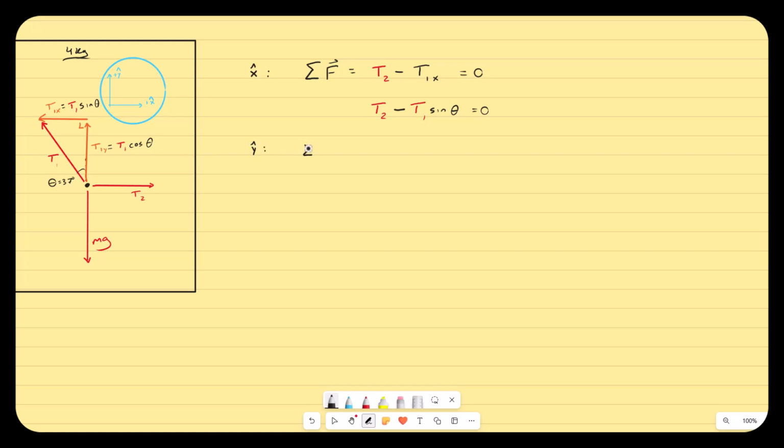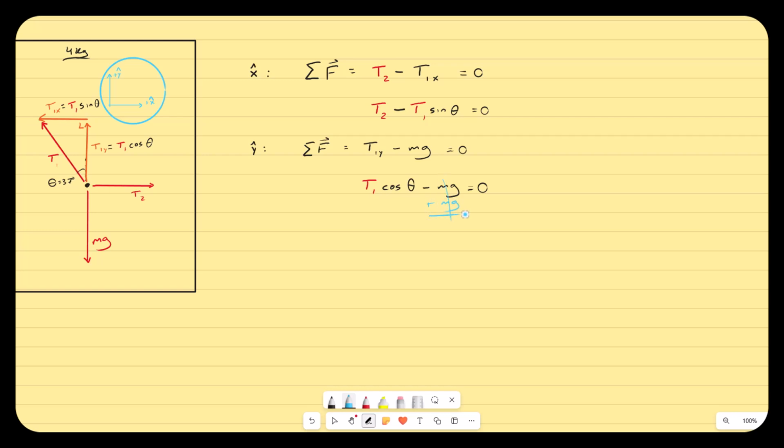In my y direction, I can look at my sum of forces, and I can say I have T1 cos theta, so T1y points upward, and I have mg points downward, and that equals 0. I'm going to put in, again, a little bit more detail. T1y is T1 times cosine of theta minus mg equals 0.